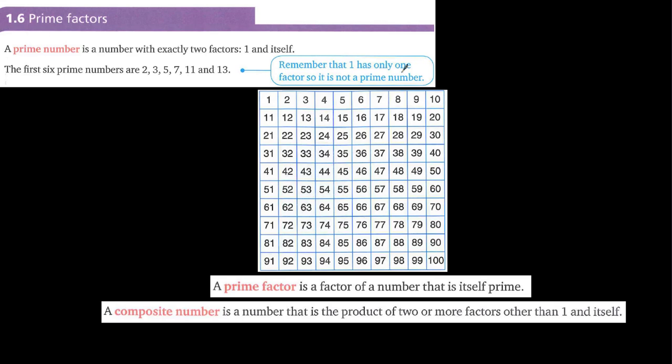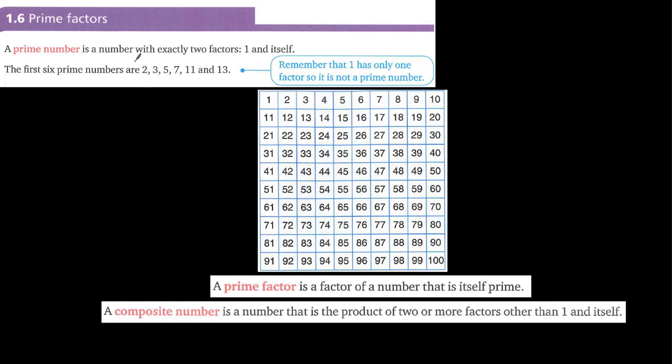Hi dear students, in this video we are going to study prime factors, and we are going to continue with the first two definitions. The first definition is prime number. What is a prime number? A number divisible by 1 and itself. 1 and itself means like here 2, 3, 5, 7, 11, 13. These are all prime numbers.